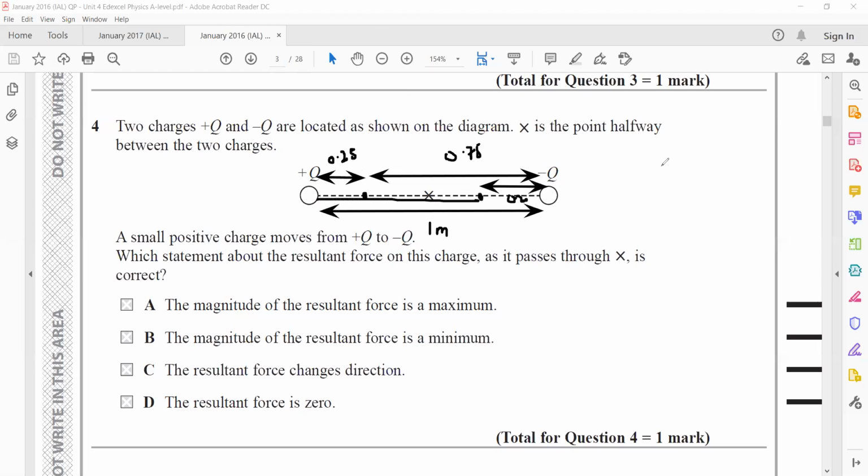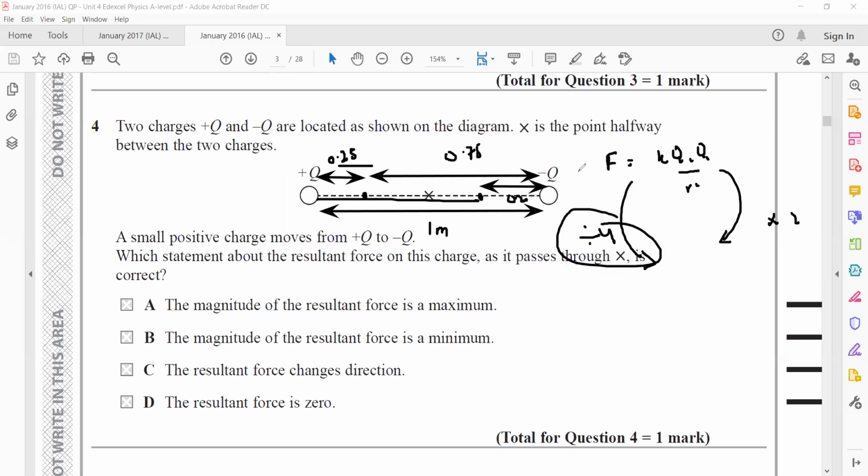But when it is exactly at the center, you can see how the force between the charges varies. F equals k Q1 Q2 over r squared. When it is at 0.25, if we increase the distance so that the distance is doubled, the force will decrease by 4. So when it is exactly at 0.5 meter from both plus Q and minus Q, the decrease in force is much greater compared to any other point.